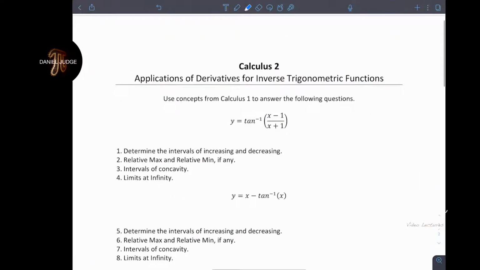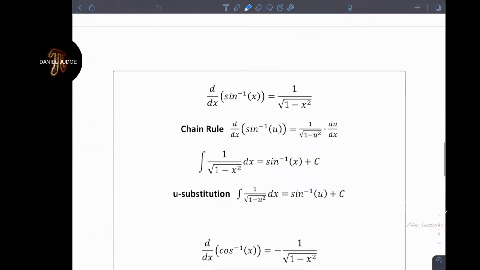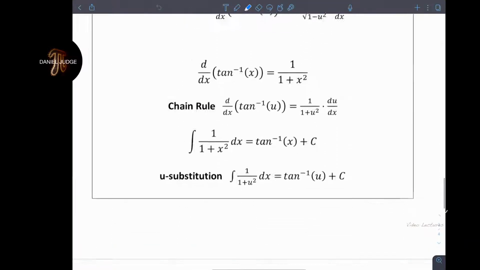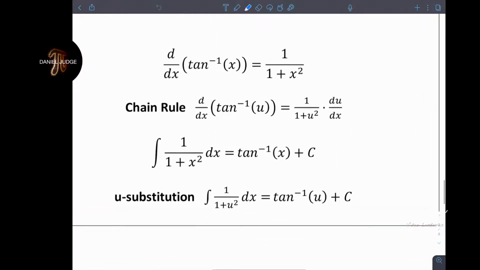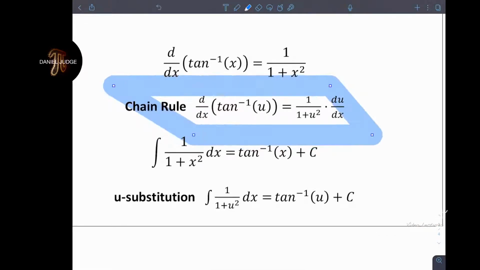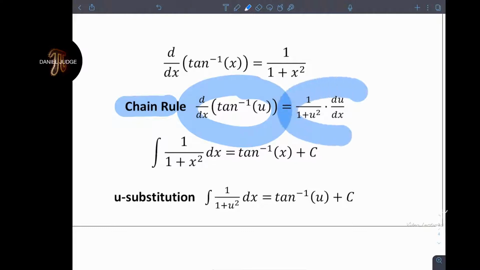Now what I sent you guys here is a derivative and integral formula sheet. And we're going to look at here the tools we need, derivative of inverse tangent, and it's actually going to be chain rule here. So we're going to look at the chain rule for the derivative of inverse tangent, and it's going to be 1 over 1 plus u squared times du dx. Chain rule.